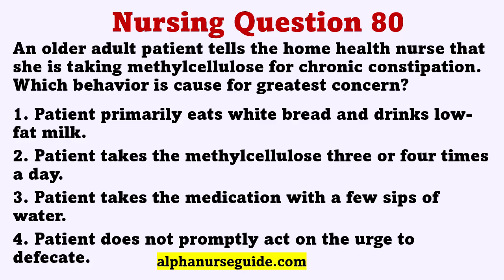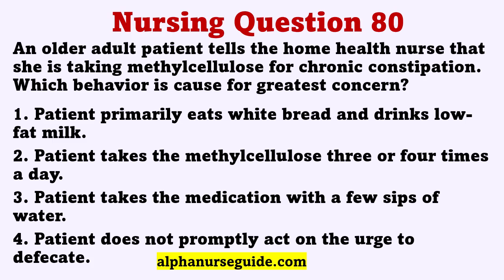An older adult patient tells a home health nurse that she is taking methylcellulose for chronic constipation. Which behavior is cause for greatest concern? 1. Patient primarily eats white bread and drinks low-fat milk. 2. Patient takes the methylcellulose 3 or 4 times a day. 3. Patient takes the medication with a few sips of water. 4. Patient does not promptly act on the urge to defecate.